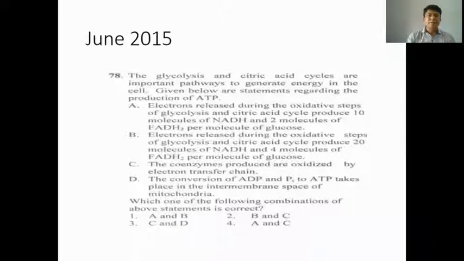Here are some previous year questions that were asked in June 2015 on carbohydrate metabolism. The glycolysis and citric acid cycles are important pathways to generate energy in the cell. Given below are statements regarding the production of ATP, and four statements are given, out of which we have to select the correct options.